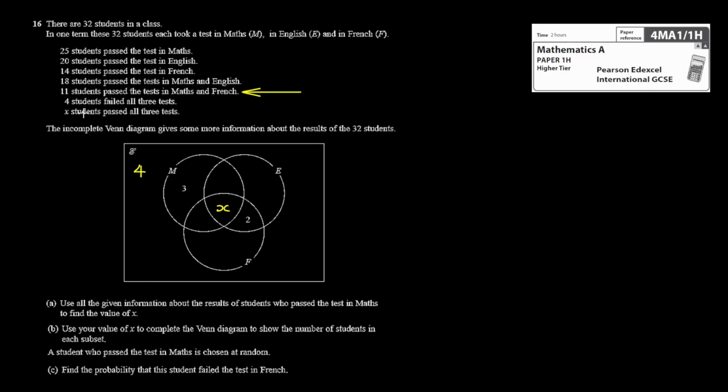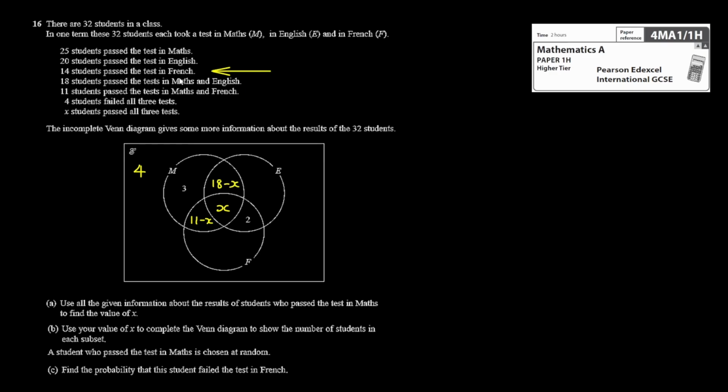So now let's look here. 11 students passed the test in maths and French. The area that defines is this section here. But as we don't know what is in the middle here, all I can say is this must be 11 minus x here. 18 students passed in maths and English. The overlapping area of maths and English is here, and in a very similar way, this area must be 18 minus x.